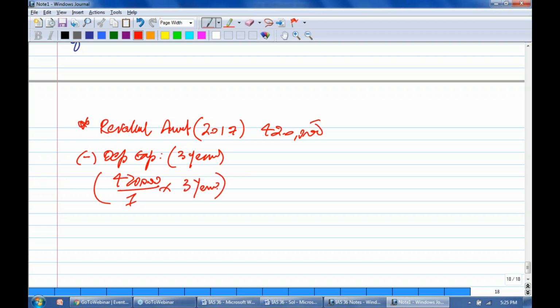Into 3 years. 420,000 divided by 7 into 3, that is 1,80,000. So 4,20,000 minus 1,80,000, that's the asset value should be 2,40,000.